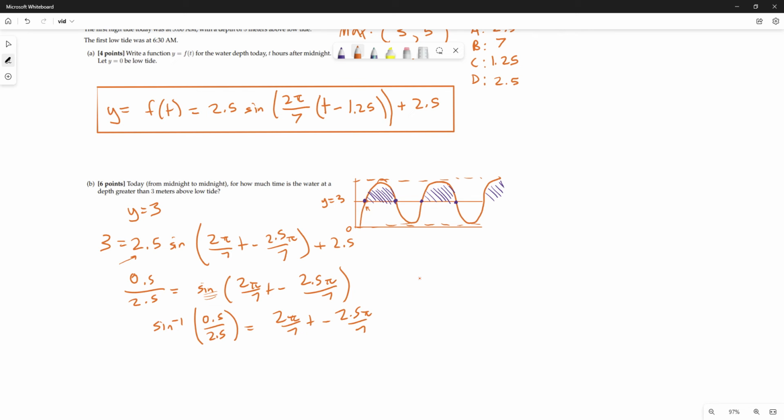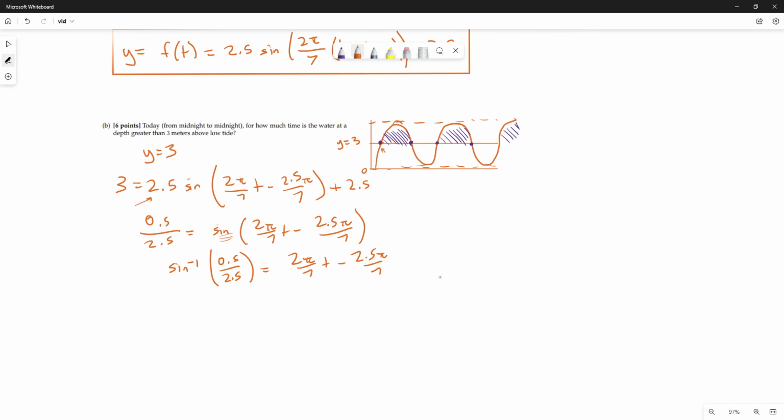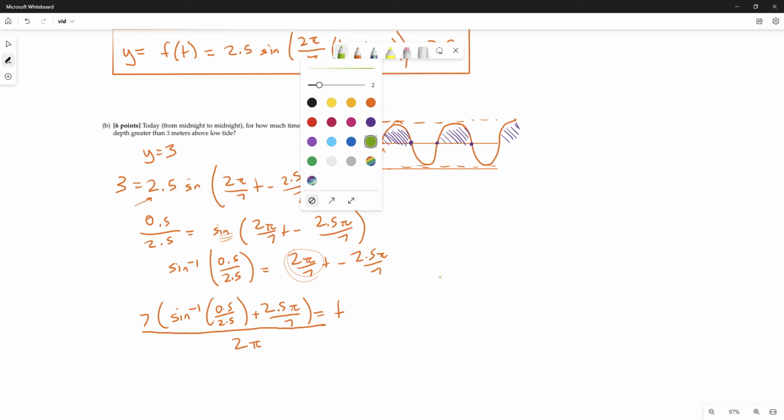Okay. Now we just add 2.5 pi over 7 to both sides. Oh, whoops. And then we just need to multiply by the reciprocal to get rid of this value. So that is 7 over 2 pi. So this time value gives us this point over here, which is going to be highlighted in green. This point on the graph.